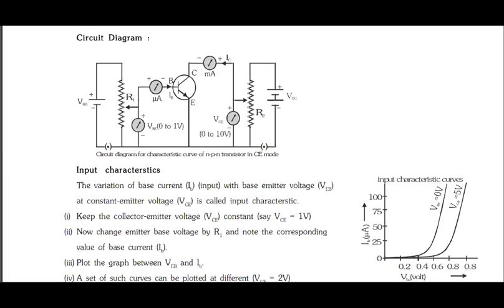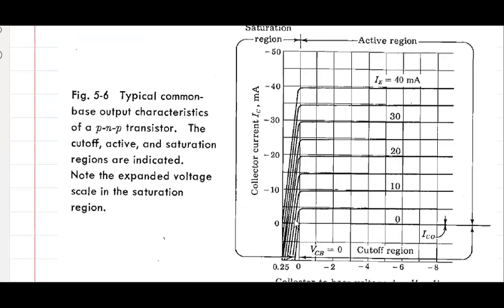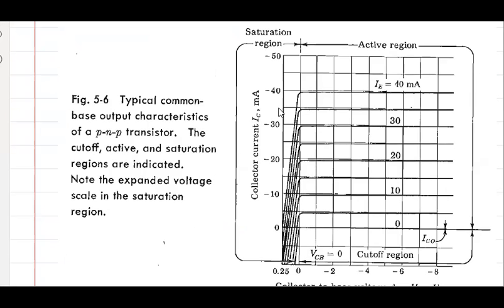Try to draw it, everyone. Output characteristic. Does it look like this? This is the actual graph. Okay, think about it.